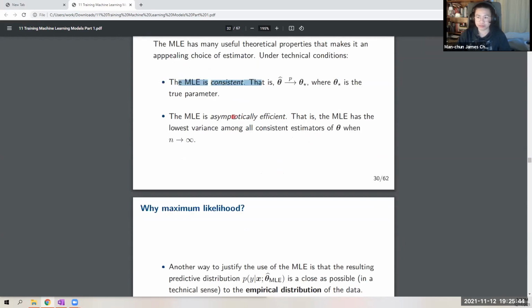Also, maximum likelihood is efficient, consistent, and asymptotically efficient. Consistent means that as you have an infinite number of data points, you get equal to the true value. And it's asymptotically efficient, meaning that it has the lowest variance amongst all consistent estimators. The key is consistent. That doesn't mean that it has the lowest variance overall, but it has the lowest variance among the consistent estimators.